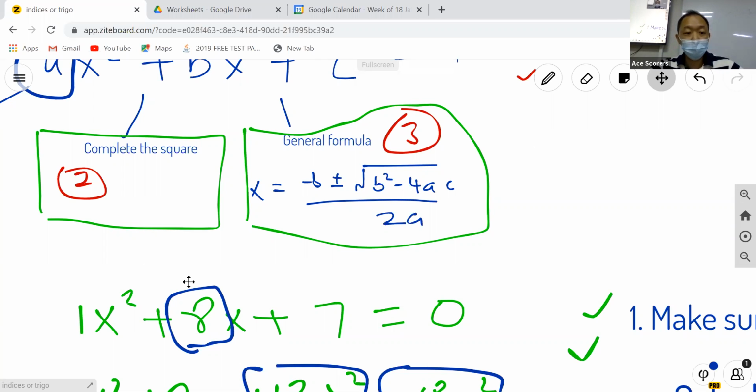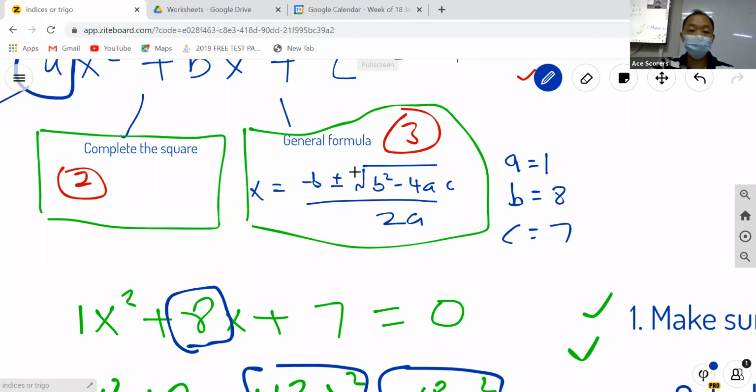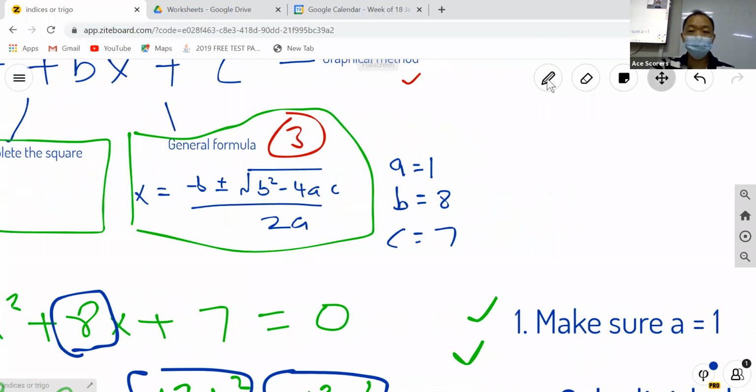What do I mean by that? Using this as an example, a is equal to 1, b is equal to 8, c equals to 7. All you do is put the a into the a here, b into the b here, and c into the c, and you just evaluate this. So it's going to look like this. Let me write it out.